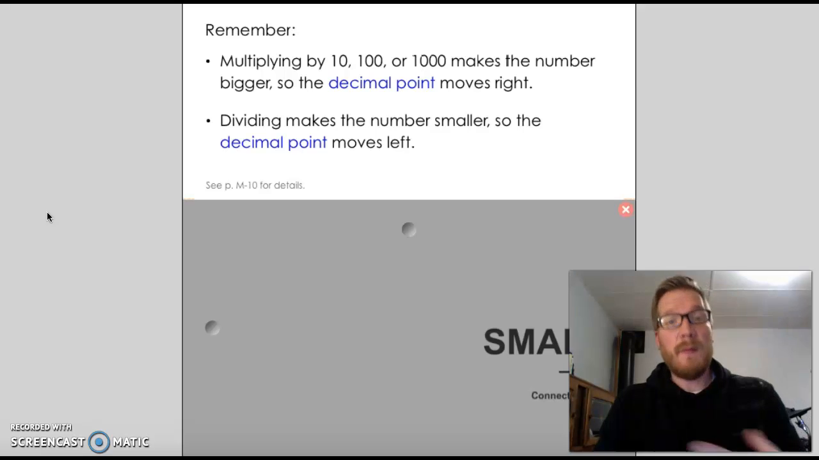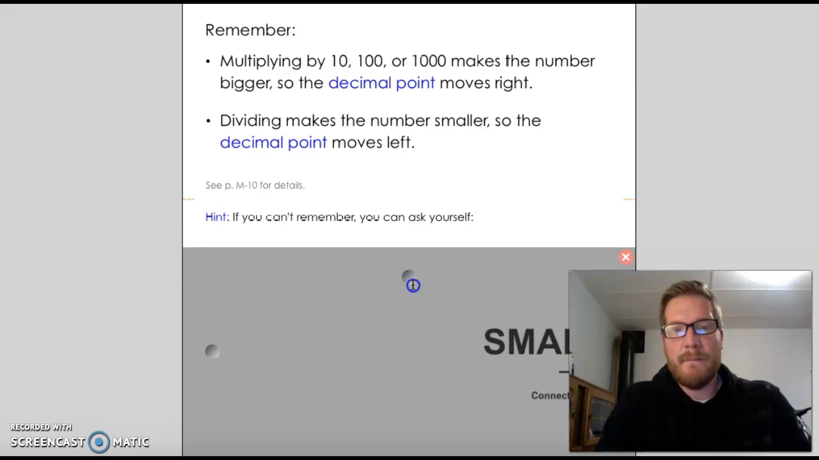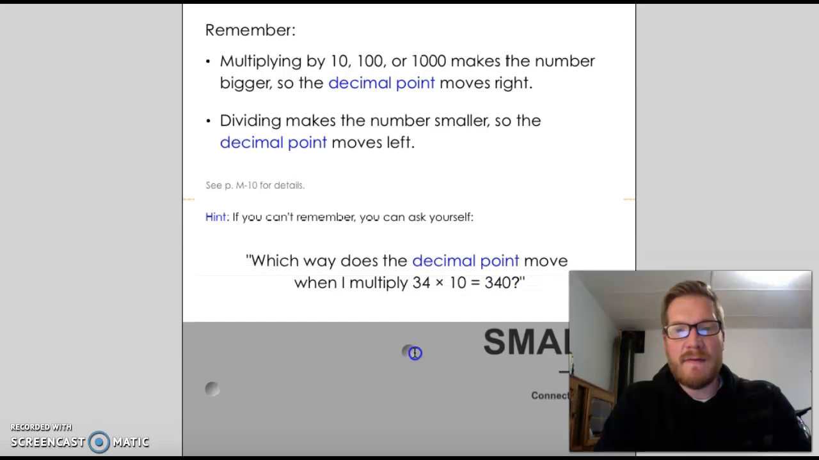Now remember, multiplying by 10, 100, or 1,000 makes the number bigger, so the decimal moves to the right. Dividing makes a number smaller, so the decimal place has to go to the left. If you can't remember, you can ask yourself, which way does the decimal point move when I multiply 34 times 10 equals 340? Goes to the right.